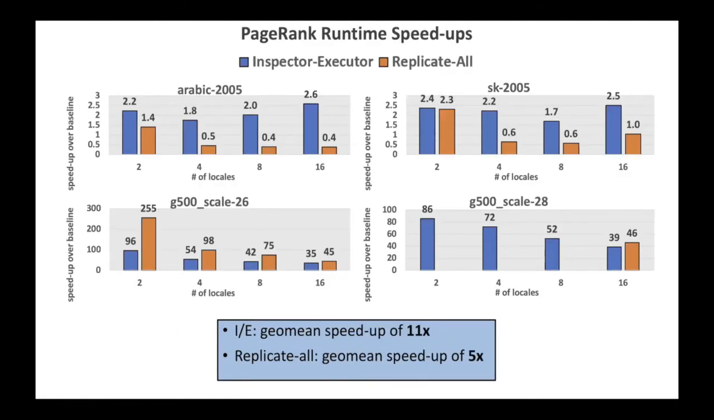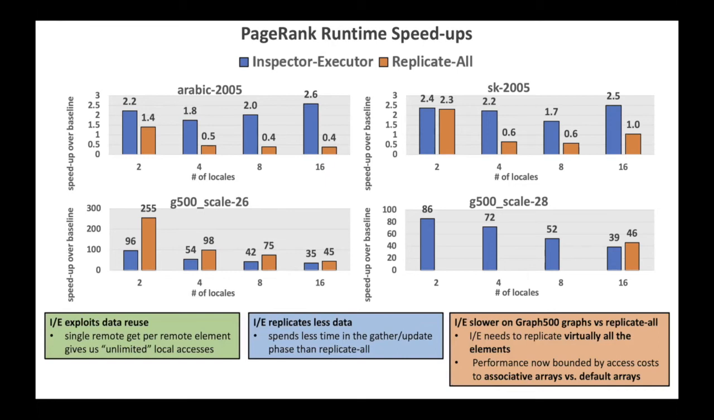Then lastly, we have the runtime speedups. So these are relative to the baseline. So higher bars are better. In blue is the inspector-executor and orange is replicate all. We find that the average speedup for the inspector-executor is 11x and the average speedup for replicate all is 5x. So some of the key points here: the inspector-executor is faster than the baseline because we can exploit the data reuse in the kernel.